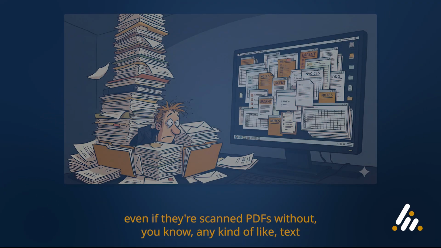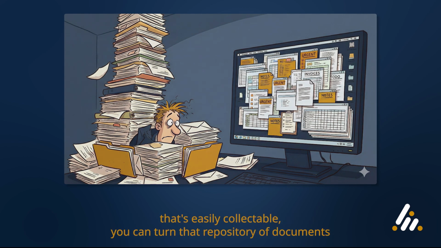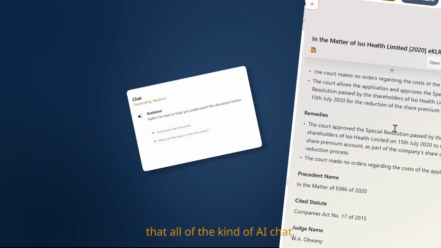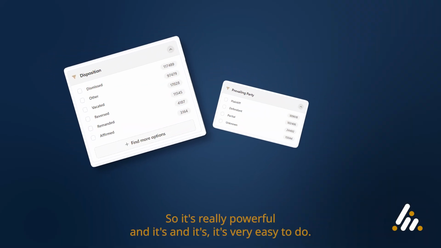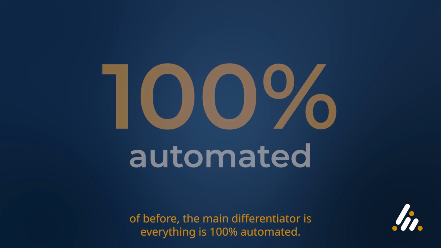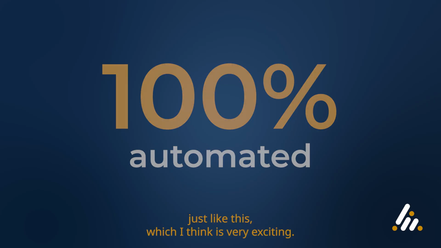For any set of documents, even if they're scanned PDFs without any kind of text that's easily detectable, you can turn that repository of documents into a structured, queryable database with all of these filters, all of the AI chat, all of the summaries, everything that I've shown here today. So it's really powerful, and it's very easy to do. And compared to, say, previous digitization efforts or options that you might have heard of before, the main differentiator is everything is 100% automated. You can just dump a large number of scanned PDFs and you'll build a repository just like this, which I think is very exciting.